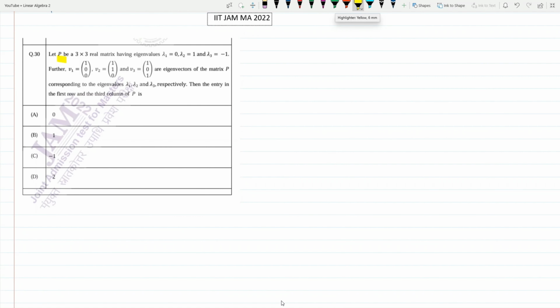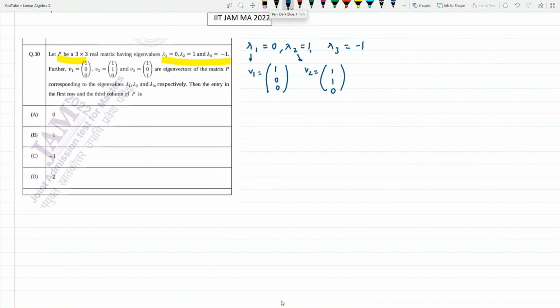We are given a matrix P which is of order 3 by 3 and its 3 eigenvalues are known. So the 3 eigenvalues are lambda 1 is 0, lambda 2 is 1 and lambda 3 is -1. And also the corresponding eigenvectors are given to us. So for lambda 1, the eigenvector is v1, which is 1, 0, 0. For lambda 2, the eigenvector is v2, which is 1, 1, 0. And for lambda 3, the eigenvector is v3, which is 1, 0, 1. And they are asking us to find out the entry in the first row and the third column of P.